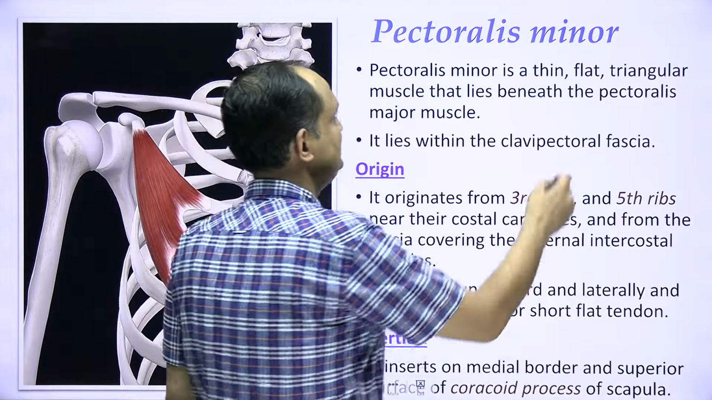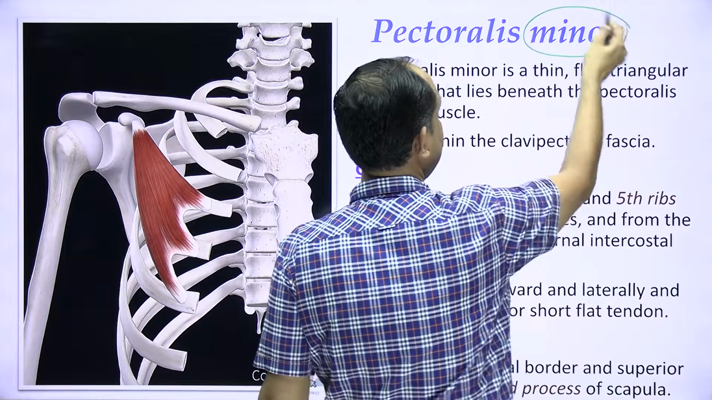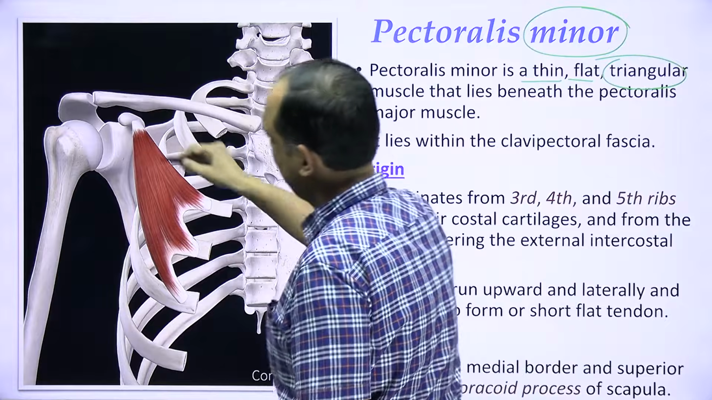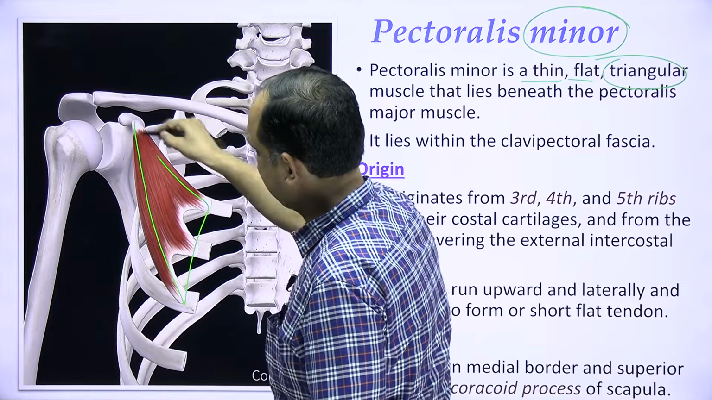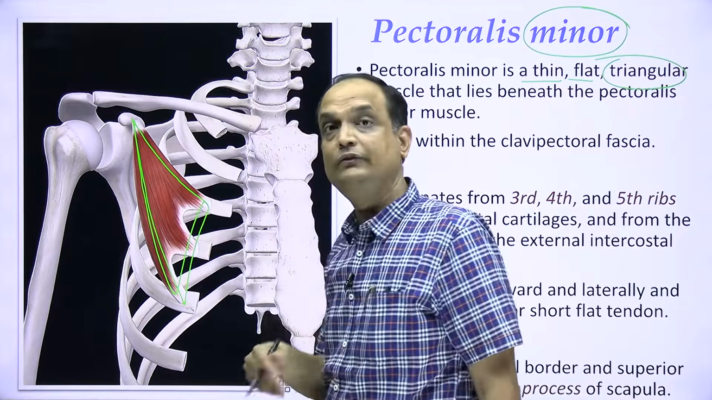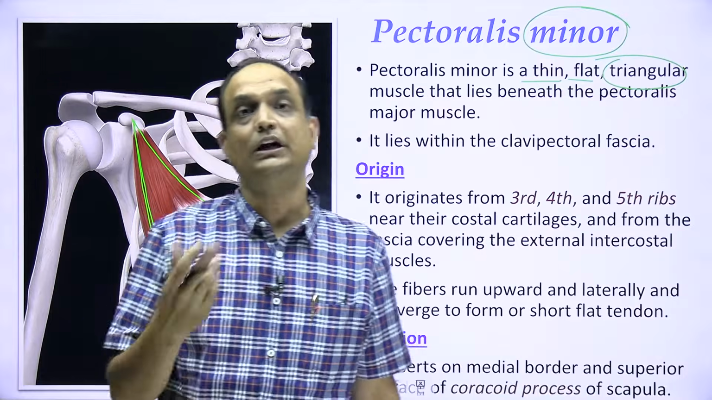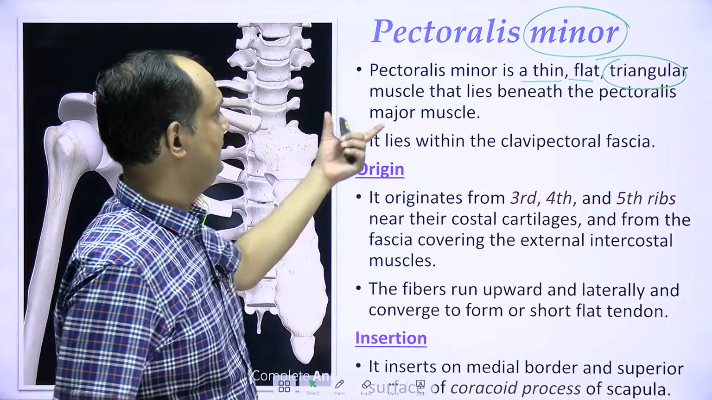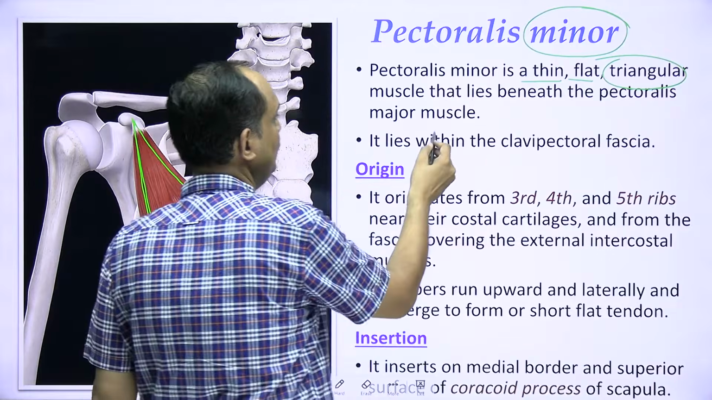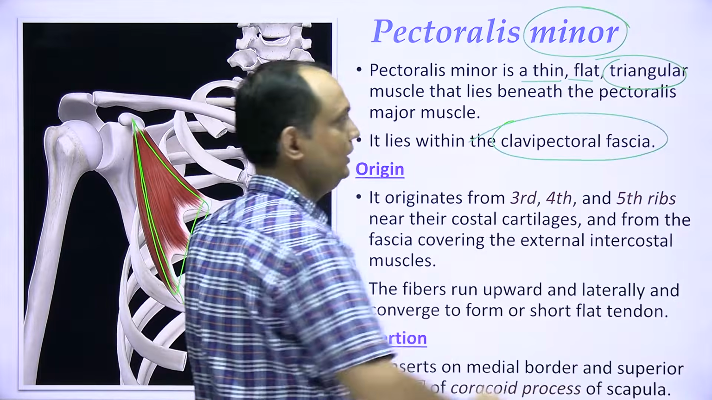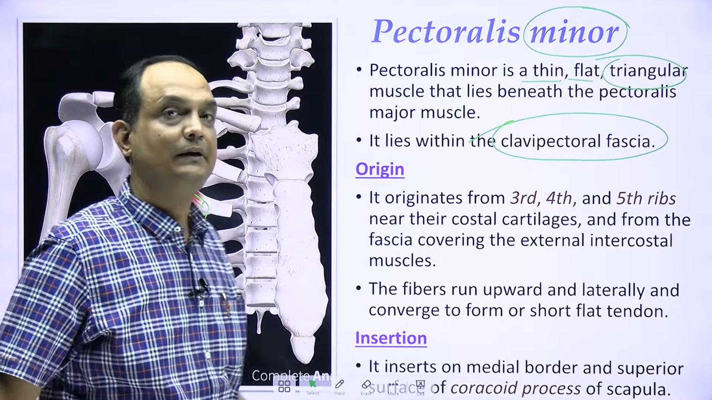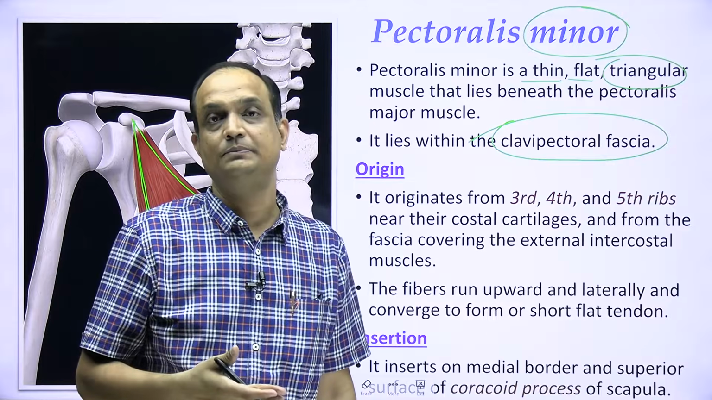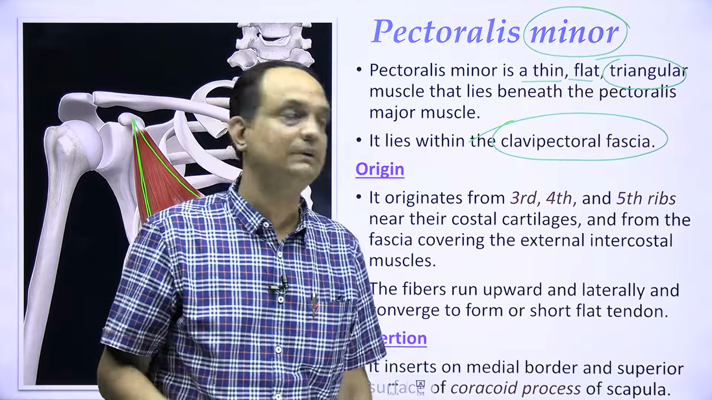So, as the name suggests, it is a smaller muscle in the pectoral region. It is thin, flat and triangular. You can see this triangle, and this triangular muscle is not visible without cutting your pectoralis major. This muscle lies deep to the pectoralis major and it is enclosed by a clavipectoral fascia. This clavipectoral fascia extends from the subclavius muscle to the pectoralis minor and it encloses both the muscles.